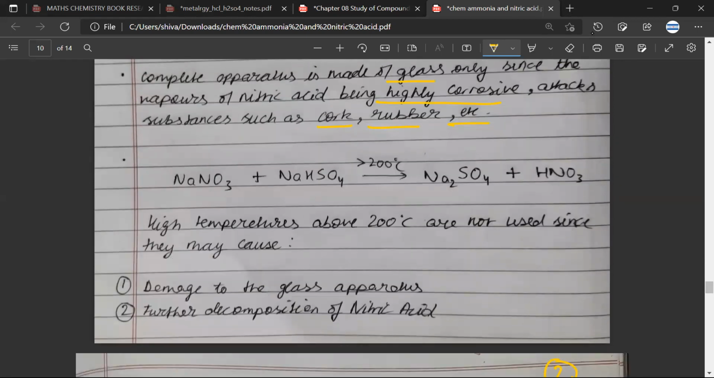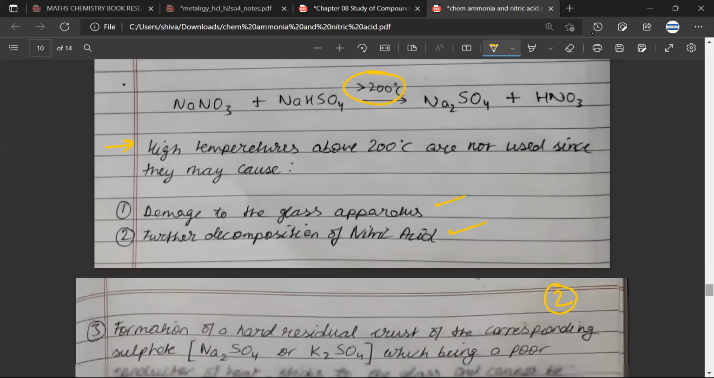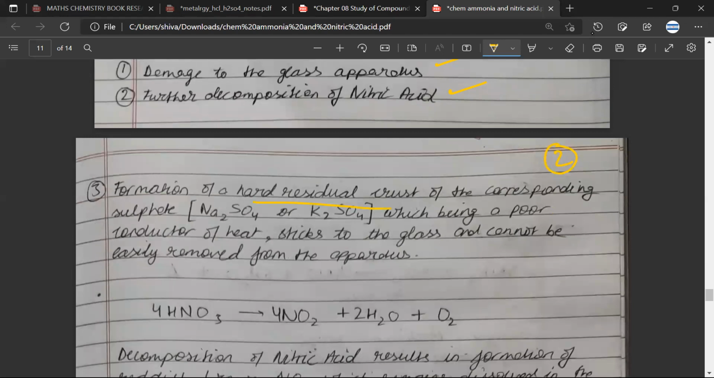What happens when you heat the reaction above 200 degrees Celsius instead of below 200 degrees Celsius? High temperatures above 200 degrees Celsius are not used since they may cause damage to glass apparatus, further decomposition of acid, and formation of a hard residual crust of the corresponding sulfate, Na2SO4 or K2SO4, which, being a poor conductor of heat, sticks to the glass and cannot be easily removed from the apparatus.